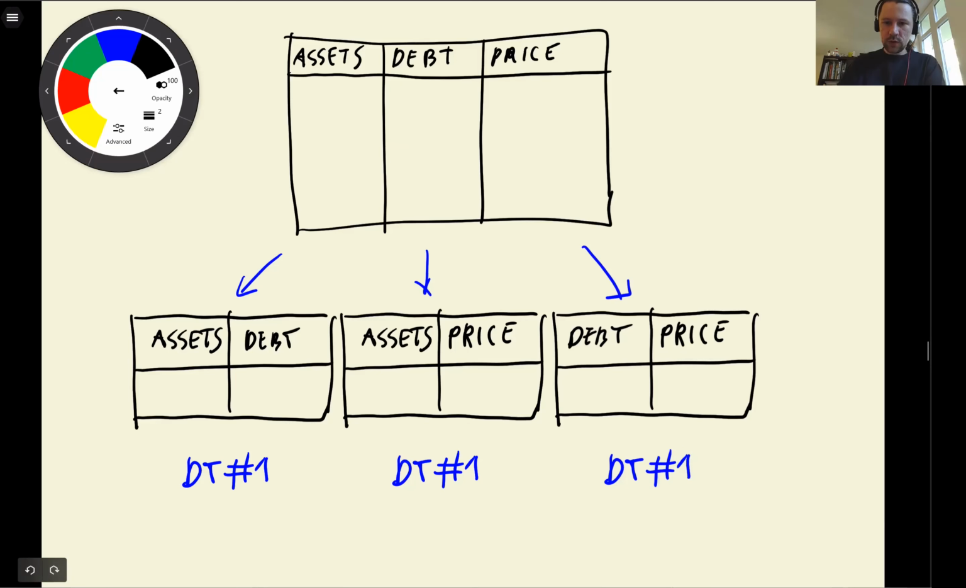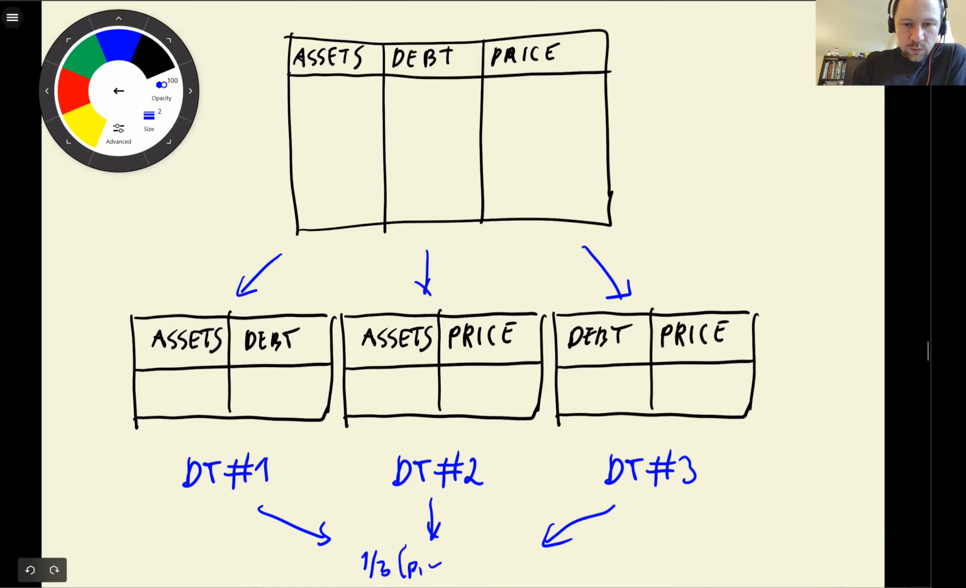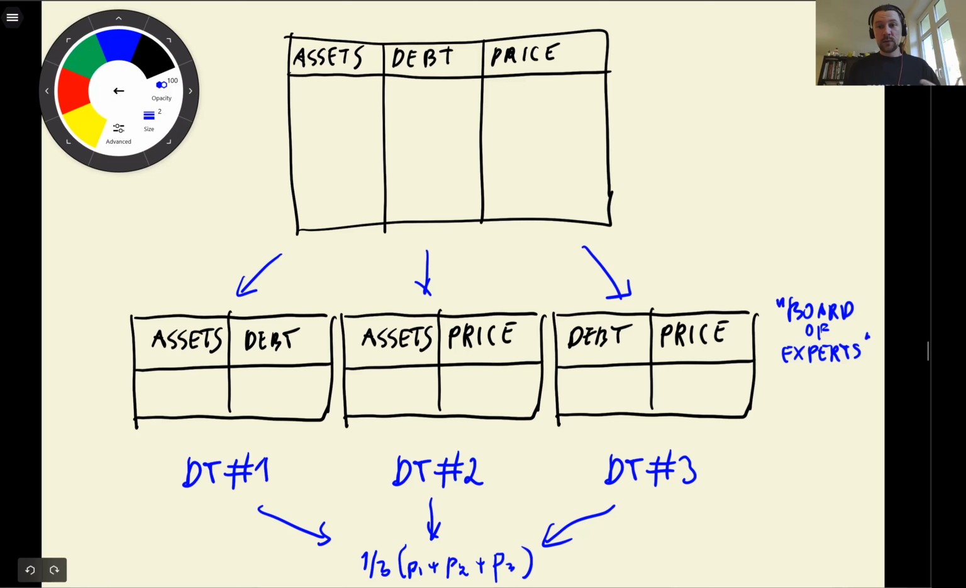So this way we will have 3 different models. Let me change that: decision tree number 2 and 3. And what we will do at the end, we will just compute the average score of all 3: P1 plus P2 plus P3. We will predict the average score for every client. So this way we have some sort of a board of experts, but instead of experts, we have models.